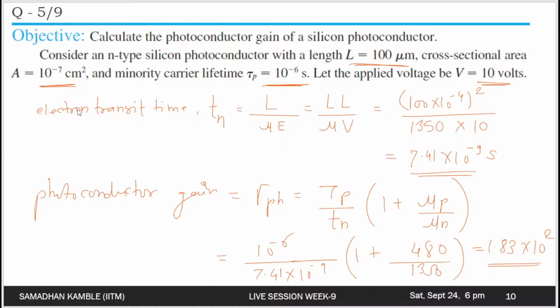So that is quite an interesting point to just ponder upon. Okay, so let us move to question number 6 then.